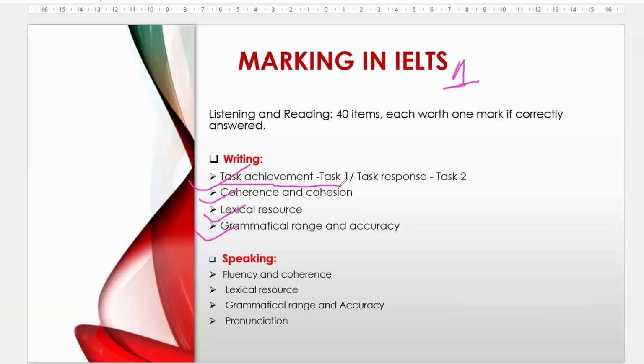What if we go for the speaking part? In the speaking part, again, it has four criteria of speaking.